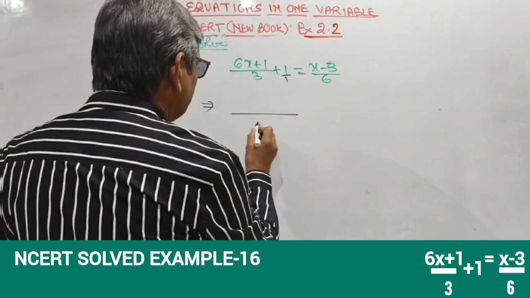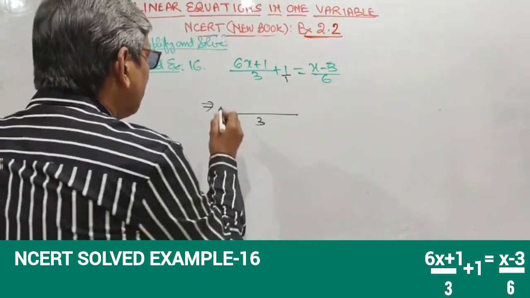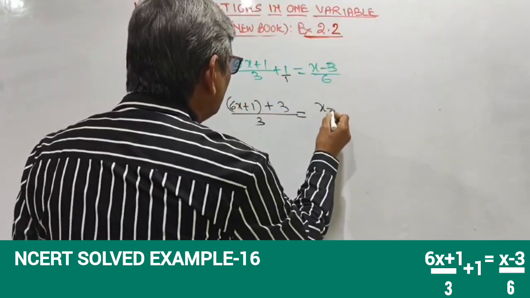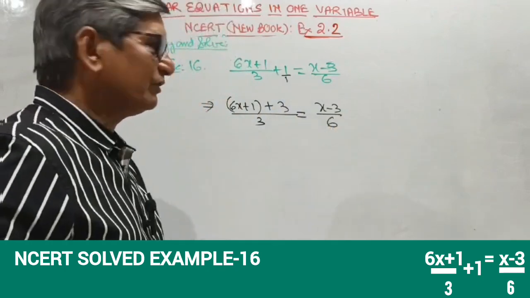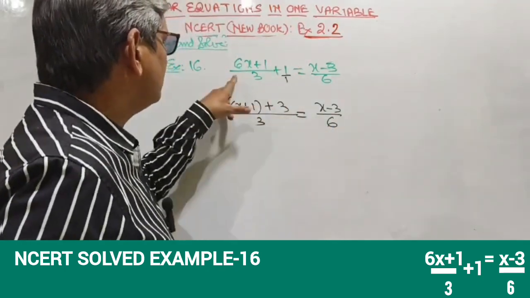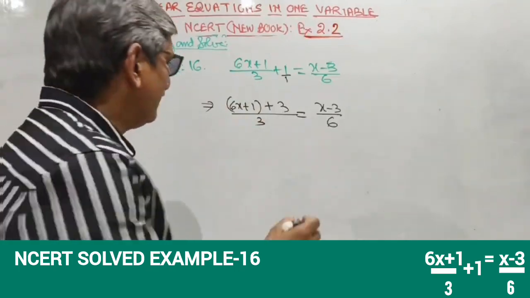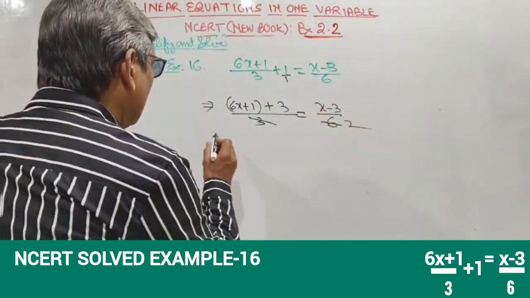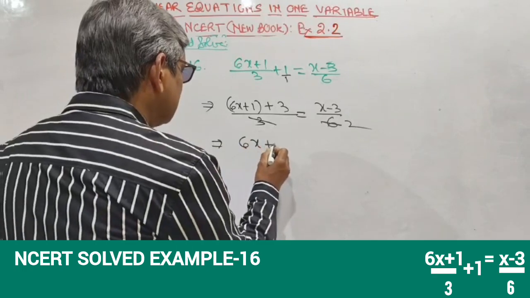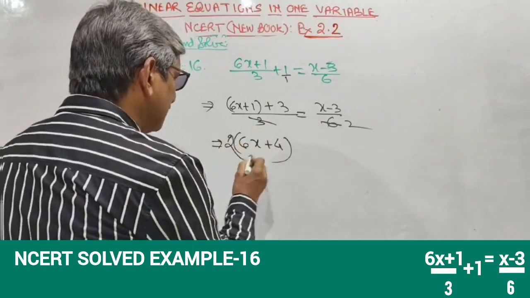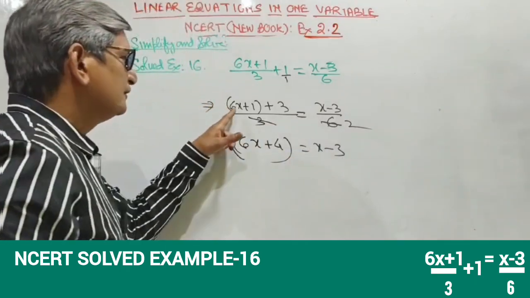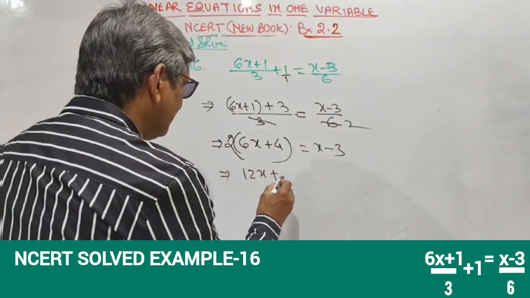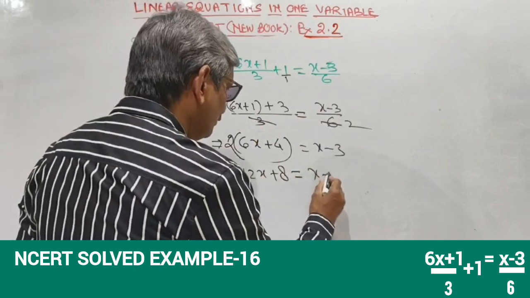Here, the LCM is 3. Here you can have 6x plus 1 plus 3 is equal to x minus 3 by 6. Is there any difficulty? LCM is 3. 3 comes here, 6x plus 1. And the very interesting thing, 3 into 2 is 6, and on this side 3 is 2. Now you can have 6x plus 4, 2 comes to this side, so this is 12x plus 8 is equal to x minus 3.